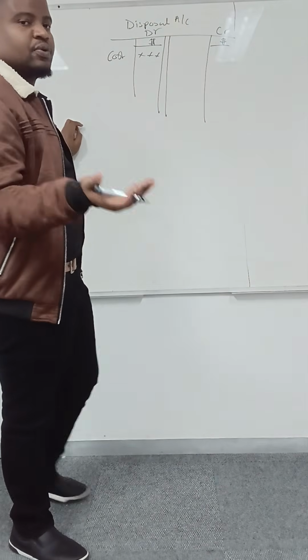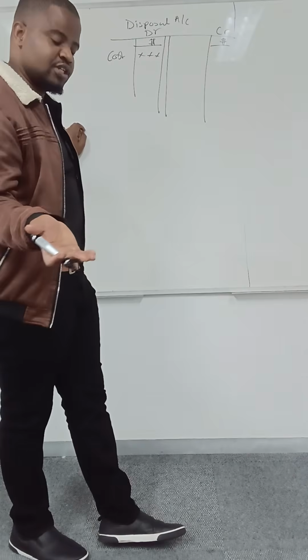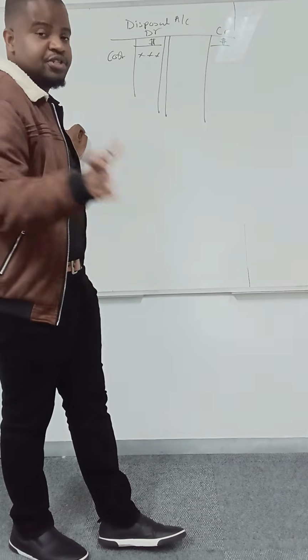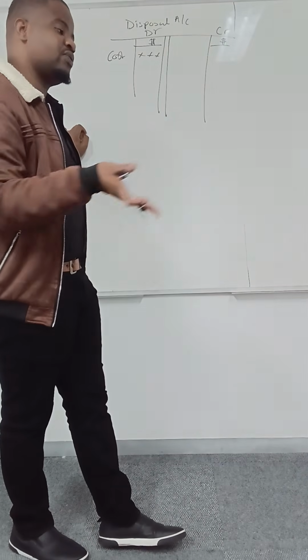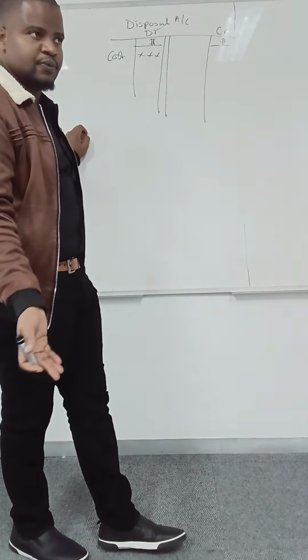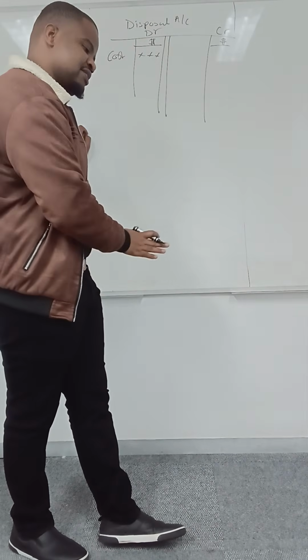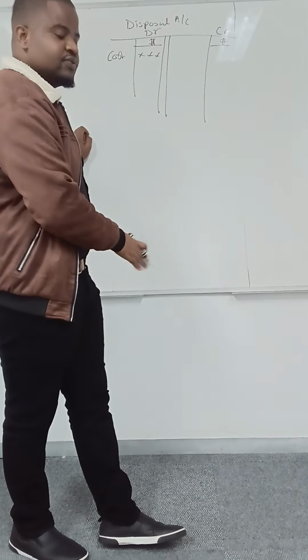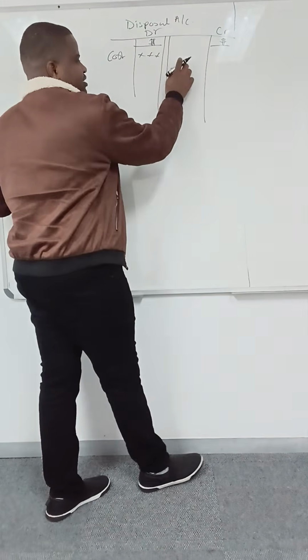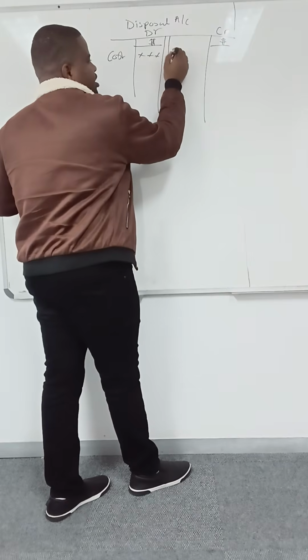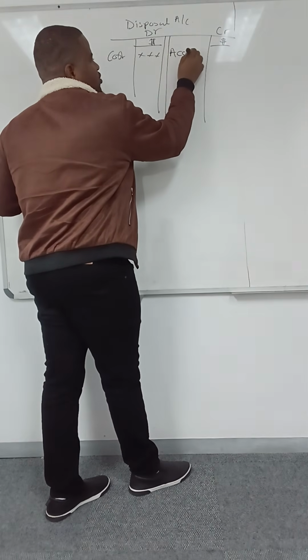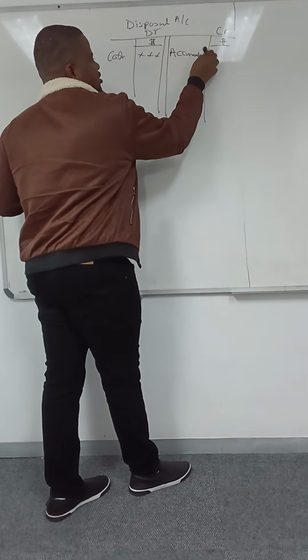Then after that we move on to the provision for depreciation account. On the debit side there is disposal, depreciation. That is the depreciation that we said we calculate from date of purchase to date of disposal. So we are moving from the debit side in the provision for depreciation account to the credit side. So here we are now going to write accumulated depreciation.